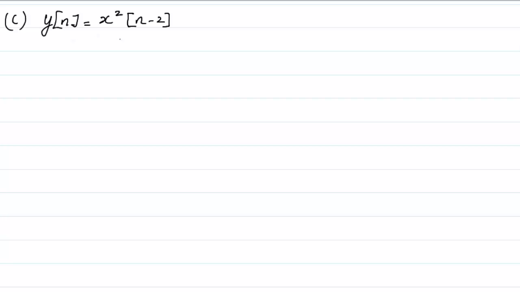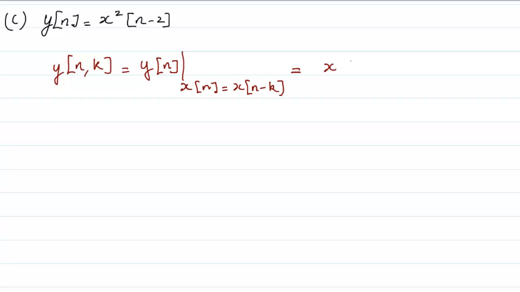y of n is going to give you x squared of n minus 2. Now the first thing I will do is find y of n comma k, which we get by taking the output at an input x of n equal to x of n minus k. That means we delay the input. So if we delay the input, what we will get is x squared of n minus k minus 2.